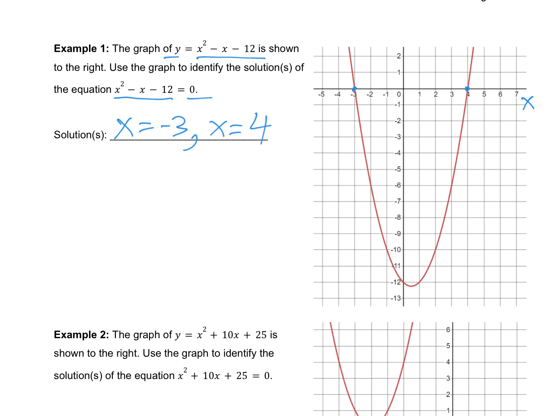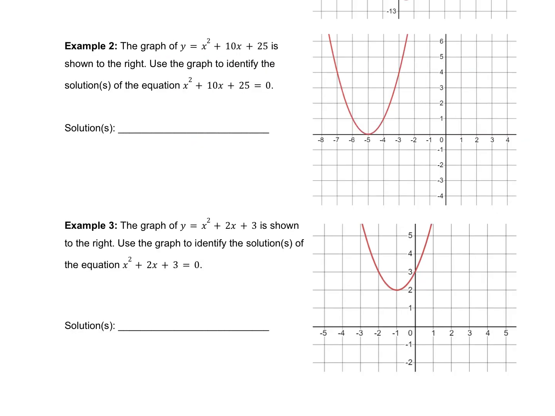Well, it's not always exactly simple. For example 2, we have the graph of y equals x squared plus 10x plus 25, and we want to use that to identify the solutions of the similar equation. Now here, again, we have our x-axis. It doesn't cross the x-axis, but it sure looks like it touches at -5. Well, in that case, that's still an x-intercept, and it's just that there's only one solution instead of two. And so x equals -5 is our solution.